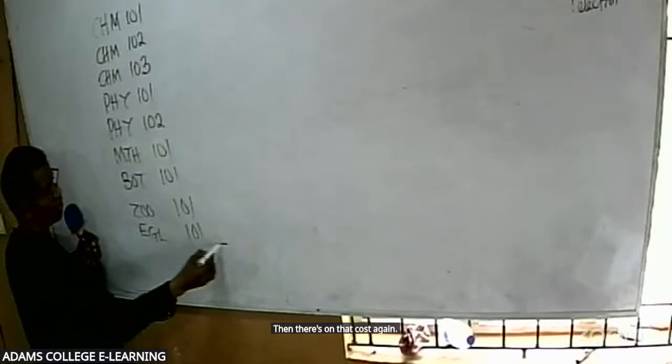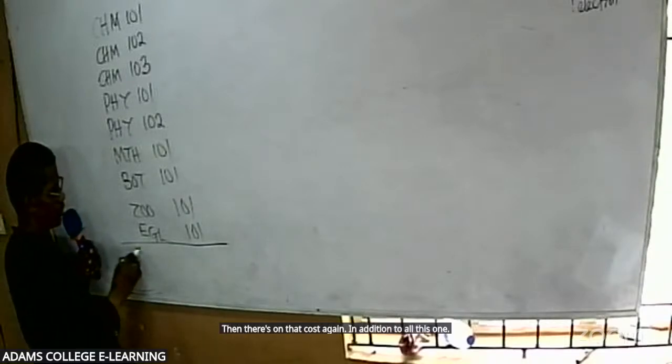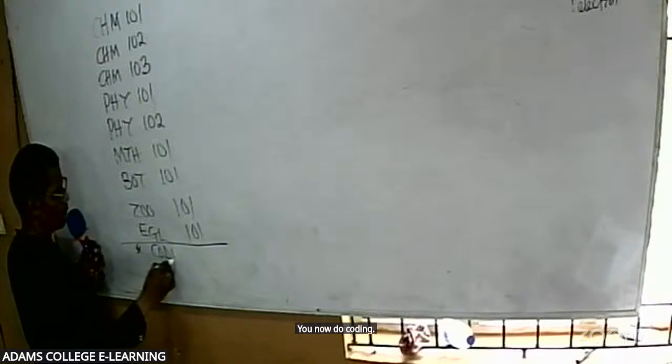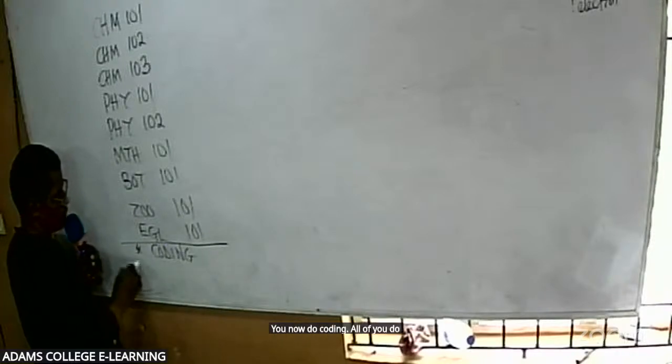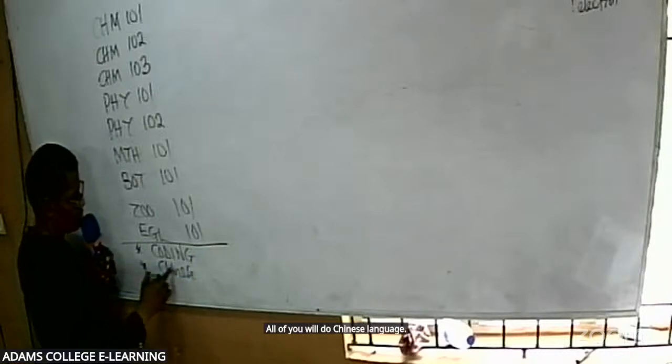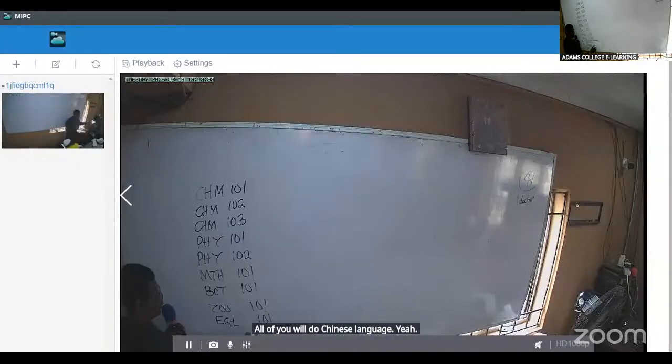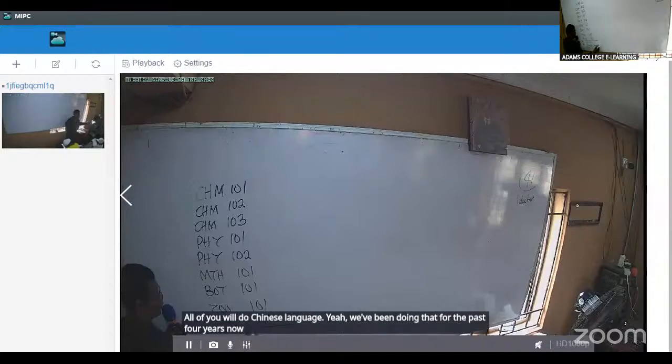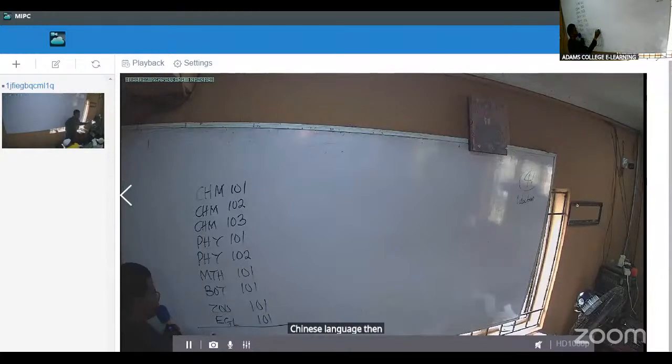In addition to all this, you now do coding. All of you do coding. All of you will do Chinese language. We've been doing that for the past 4 years now, preparing for the future. Coding, Chinese language. Then you now choose an entrepreneurship class.